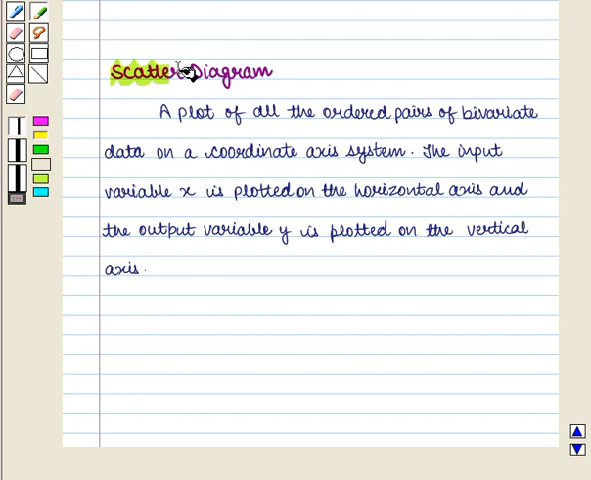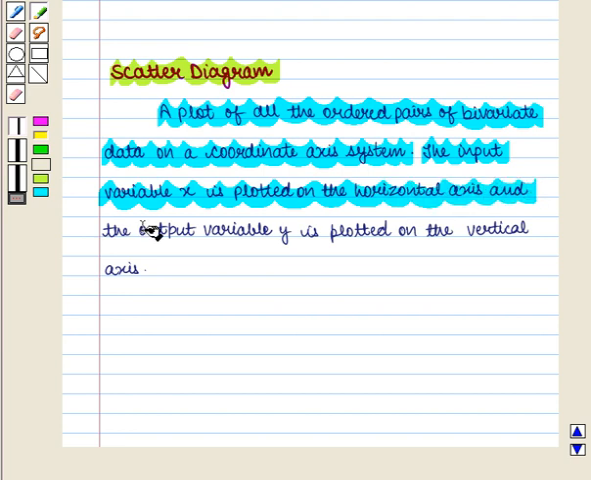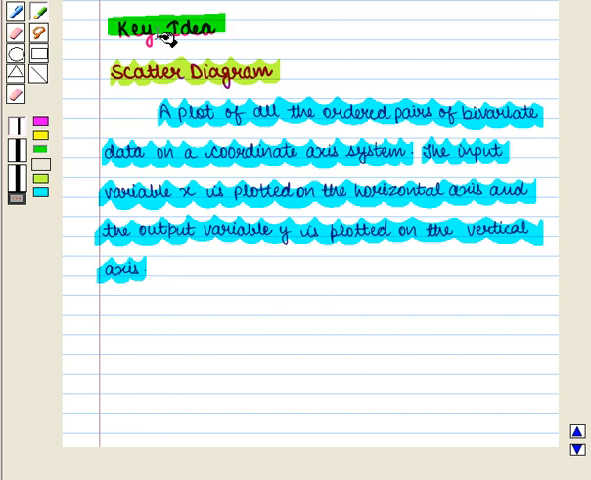We know that a scatter diagram is a plot of all the ordered pairs of bivariate data on a coordinate axis system. The input variable x is plotted on the horizontal axis and the output variable y is plotted on the vertical axis. With this key idea, we move on to the solution.